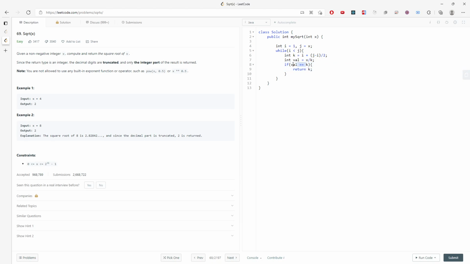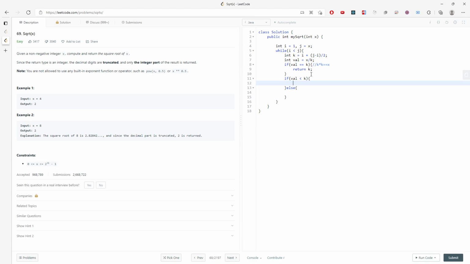So what does this mean? It is actually k times k equal to x. Using a different expression, we can prove this: we find 2 times 2 equal to 4. But what happens if value is less than k? What happens if value is greater than k? There are two different scenarios.